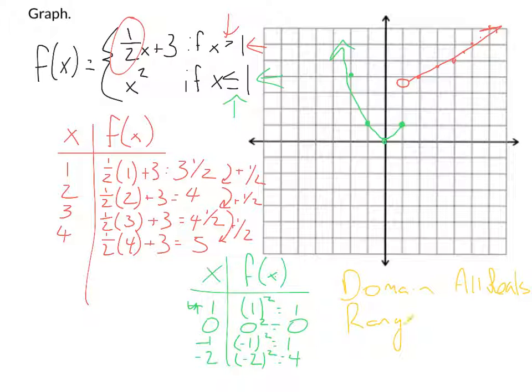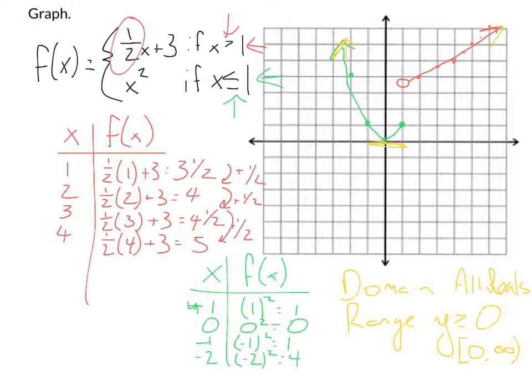The range, however, is a different story. Notice that my lowest y value is right there. There's no y values lower than that. The green piece goes up, the red piece goes up, so my range has a minimum of 0. So my range is y's greater than or equal to 0. Or if we're doing interval notation, we have 0, a firm 0, all the way to infinity.